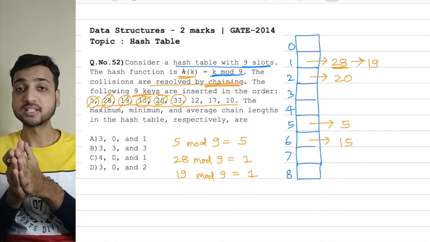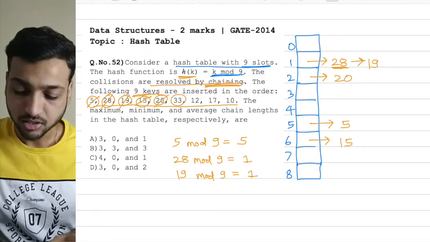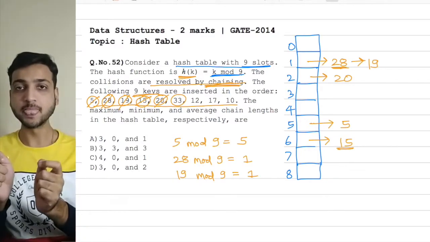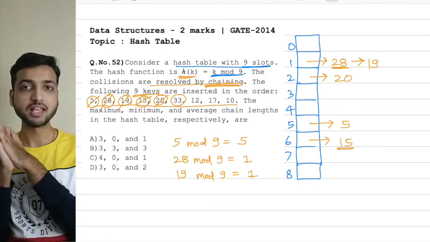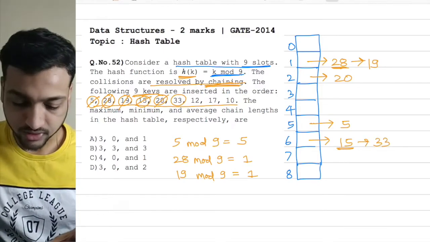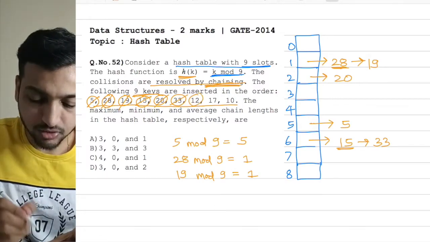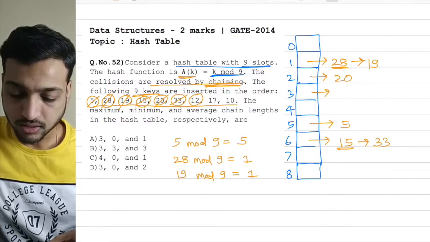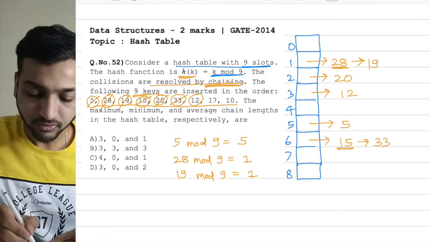Next is 33. So 9 3s are 27 and 6 is the remainder. So we will come to this bucket 6. Bucket 6 is already filled, so there is collision. Collision is to be resolved by chaining. So 33 will be chained after 15. So 33 is gone. Next is 12. So 9 1s are 9, 3 is the remainder. So here comes 12. 12 is gone.